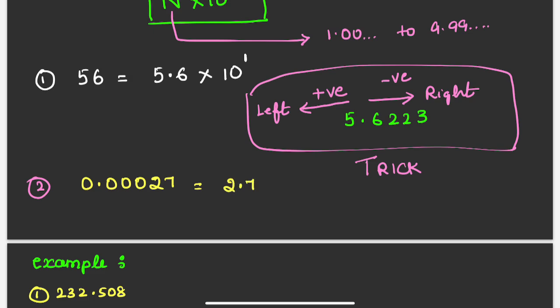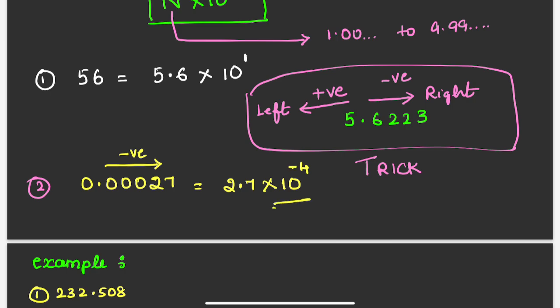So it is 2.7 into 10 to the power of. How many places have you shifted? 1, 2, 3, 4. 4 digits you have shifted the decimal point, so you will be writing 4 here. Whether it is a positive or negative sign, you are moving the decimal towards the right. If it is towards the right, it is a negative sign. So here you will be writing it as minus 4.